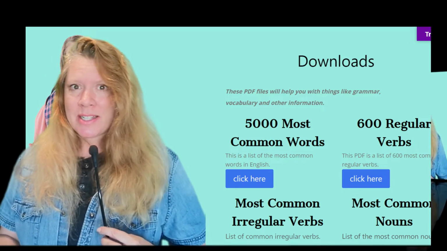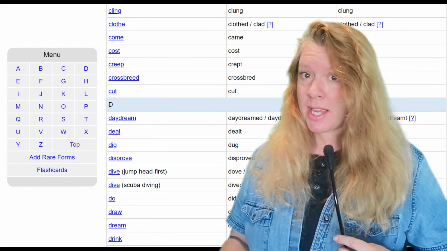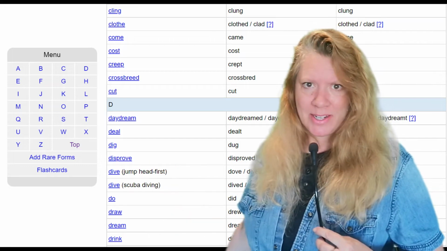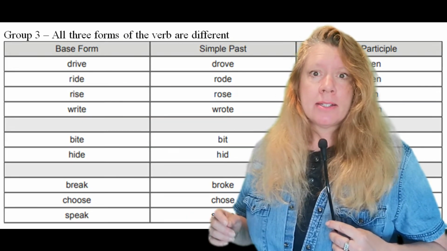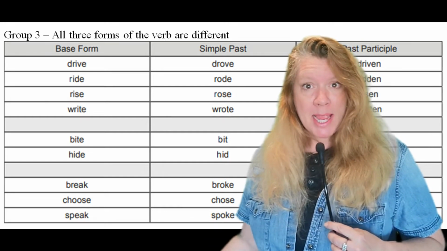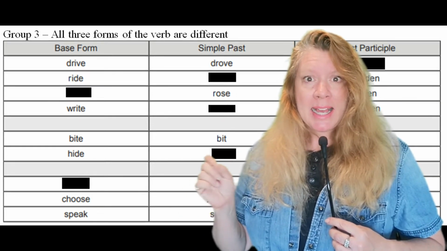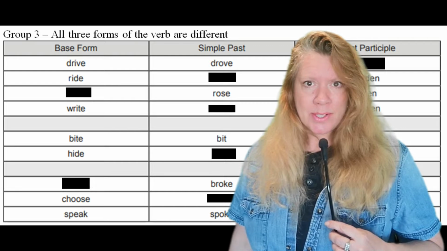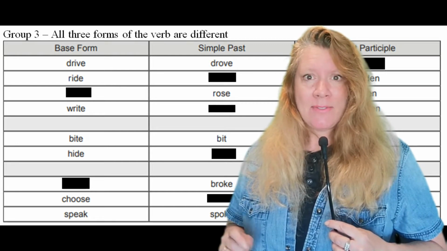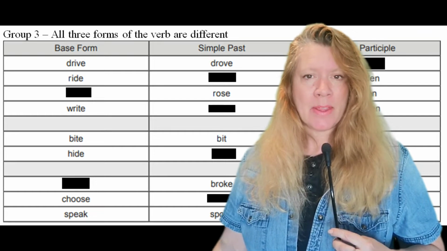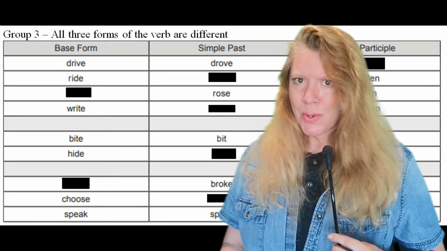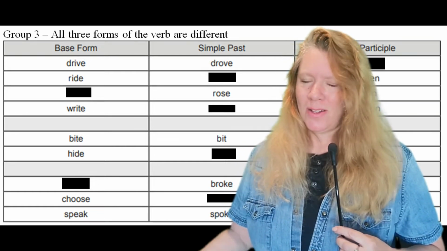And there are two things that you can do. You can either try and memorize all of these irregular verbs. You can download the list that I have on my website and maybe block out some of the words and see if you can test yourself and fill in the blanks. Or you can take a story and highlight all of the irregular verbs.